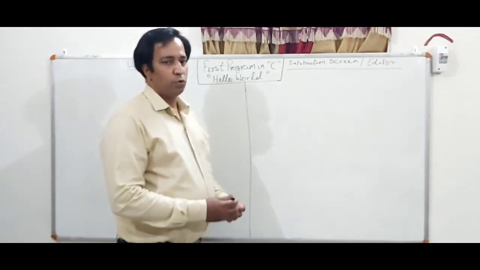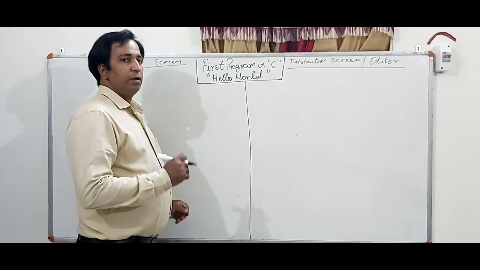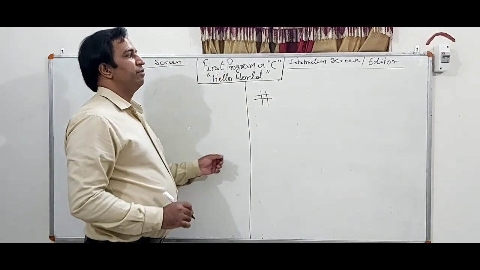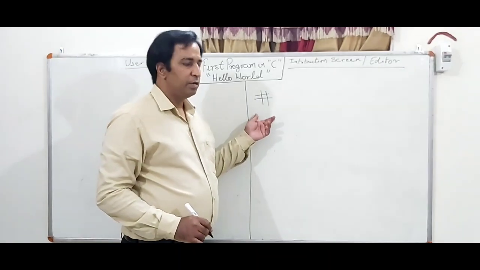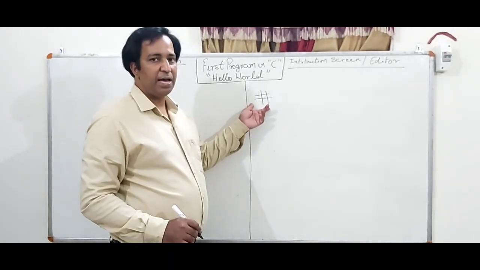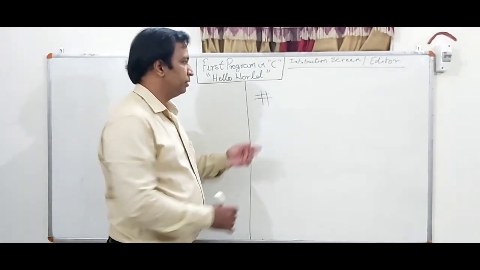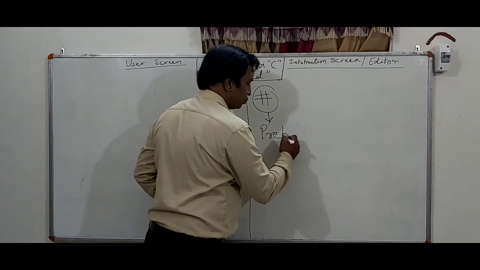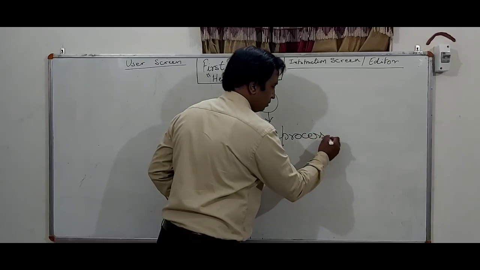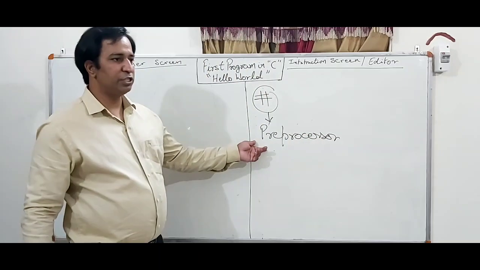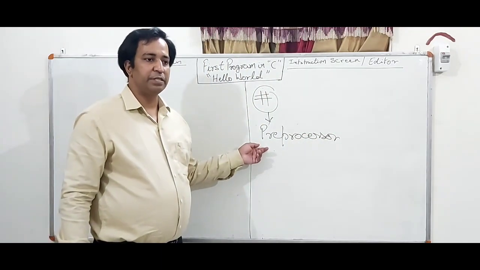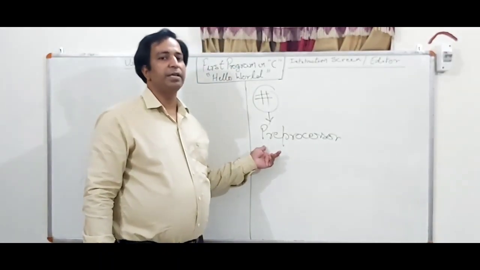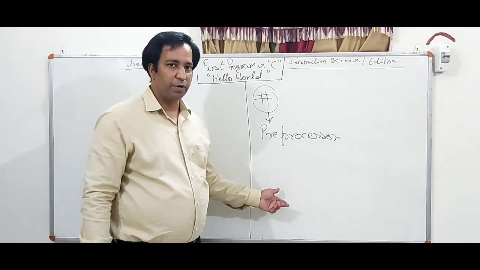Let's start writing the code. When we start coding in language C, we start with a hash. Hash is called a preprocessor. As the name suggests, it is a preprocessor. That means what all should happen before starting the execution of your main program.